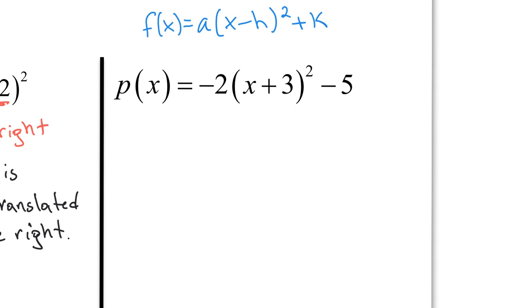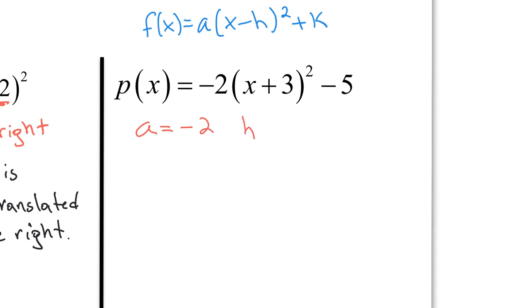Alright guys, now the next one, p of x equals negative 2 times the quantity of x plus 3 squared minus 5. Well, let's go ahead and compare with this vertex form right up here. The number outside of the parentheses, we do have an a value right here. We do have parentheses, so we have an h right here, and the k is right there. So let's go ahead and write those values down so we know what we have. So my a value is going to be negative 2.